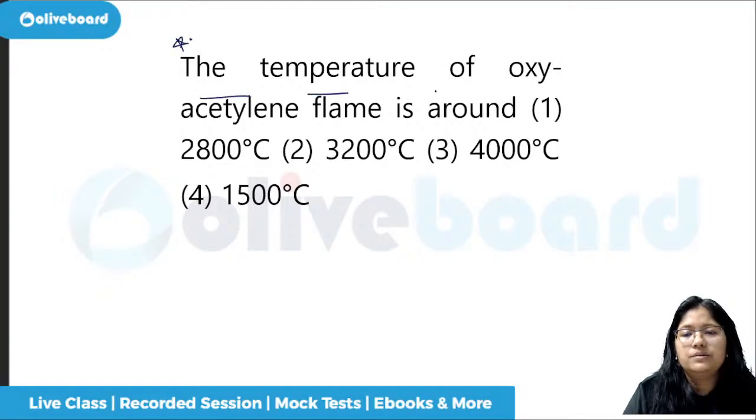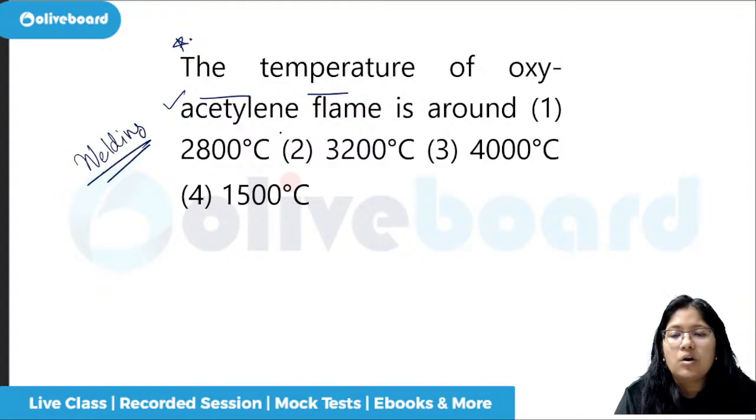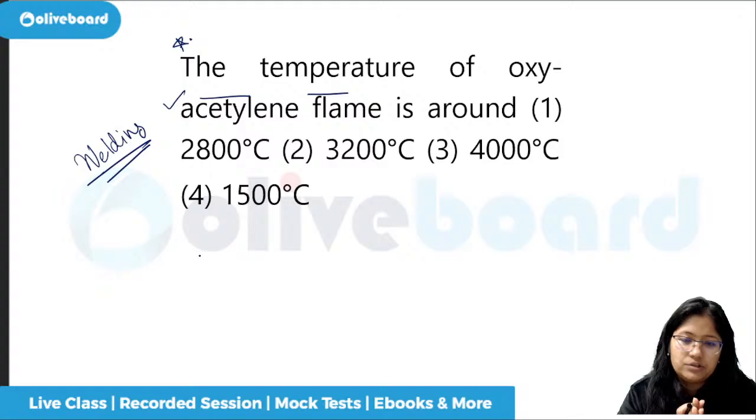The temperature of oxyacetylene flame is around. In welding, there are different flames and different calorific values, and in the oxyacetylene flame the temperature has to be very high because you have to make the weld. But look at the options, all are very high. So how to answer? If you know, then you know it is 3200 degree Celsius.